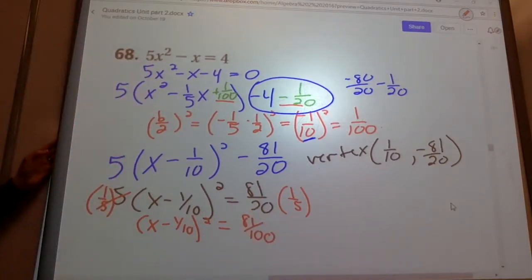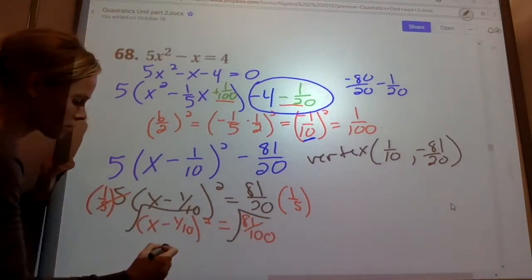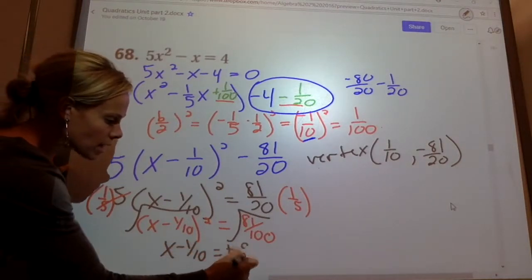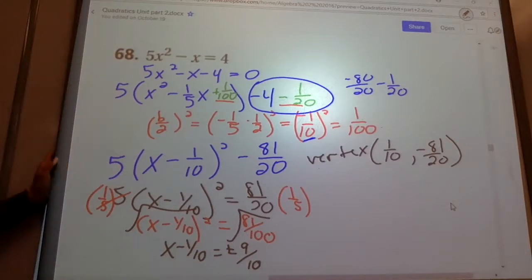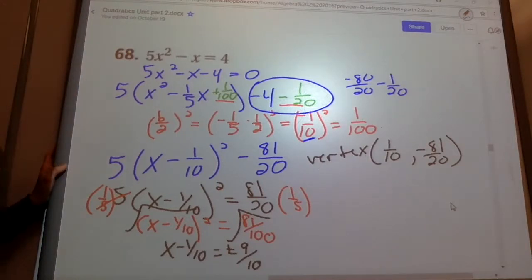Get rid of the squared. Square root both sides. So I get x minus 1/10 equals plus or minus 9/10, because the square root of 81 is 9 and the square root of 100 is 10. So what happens is my radical went away.